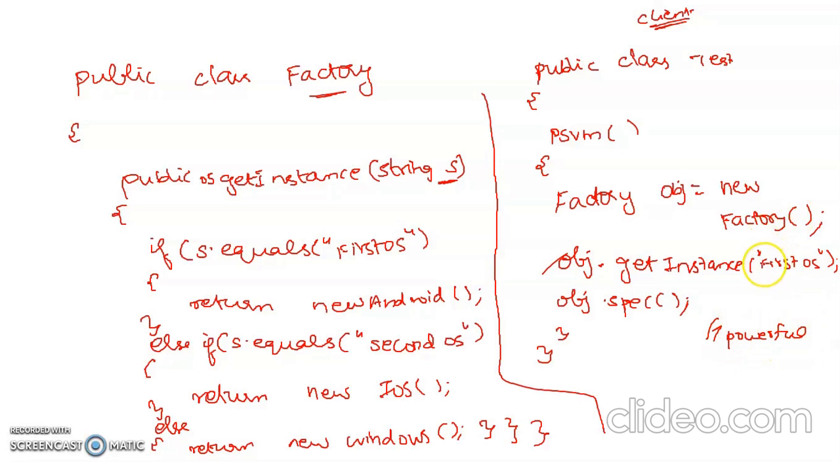If I pass second OS, this case will be executed. New iOS will be called inside the Factory, and my result will be secure. Whatever else is given here, my output will be for Windows, licensed. So this is my client code. I haven't shown any of my interface and its classes here. So this is the main advantage of using the factory pattern.